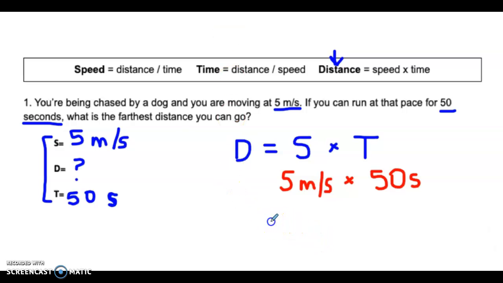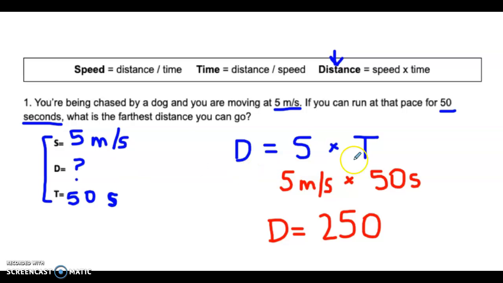So I'm just going to write distance equals 250. When it comes to labeling it, one thing we talked about in class are different measurements or units of distance, speed, or time. With distance, if I roll a ball away from me, I could measure the distance in yards, feet, centimeters, meters, miles. So there's a lot of things.